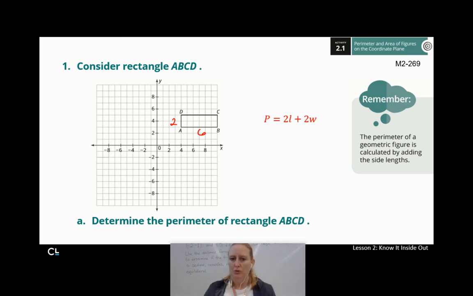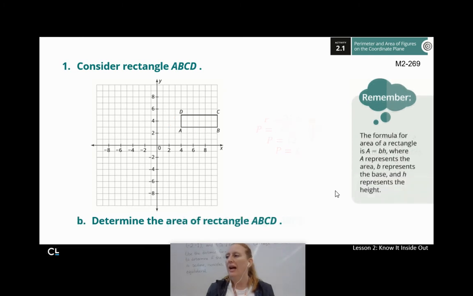So I can do perimeter equals twice the length, 6, plus twice the width, which is 2. And use a calculator, it's always helpful. 2 times 6 is, of course, 12. 2 times 2 is 4. If I add those together, I get 16. So the distance around my rectangle is 16 units.